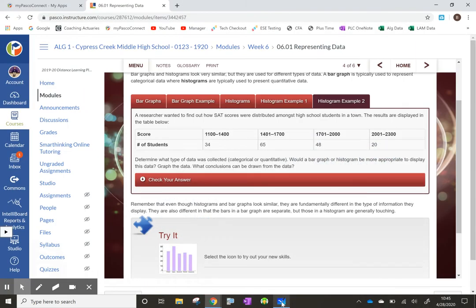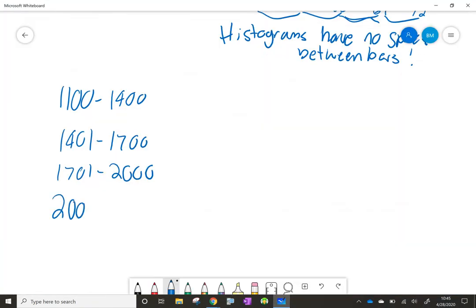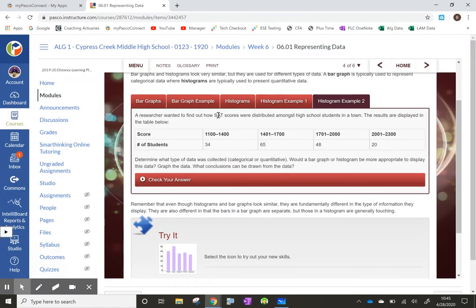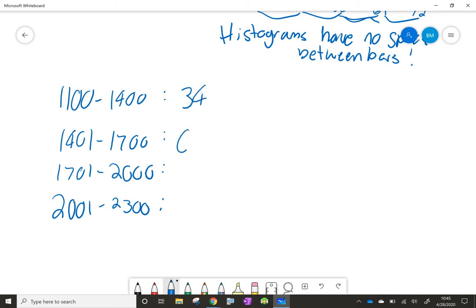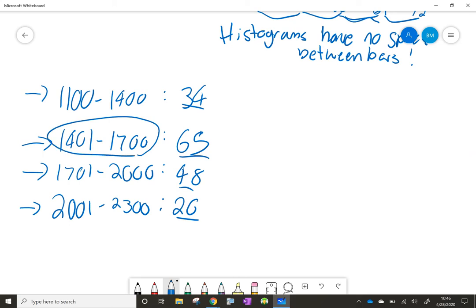Then you got 2001 to 2300. So for the number of, is it people? What are we talking about here? The SAT scores. Yeah, so the number of people with certain SAT scores. So we got 34, 65, 48, and 20. So that's the number of people that scored in that particular range on the SAT. So 34 people scored between 1100 and 1400. 65 people scored between 1401 and 1700. Right? You get the idea.